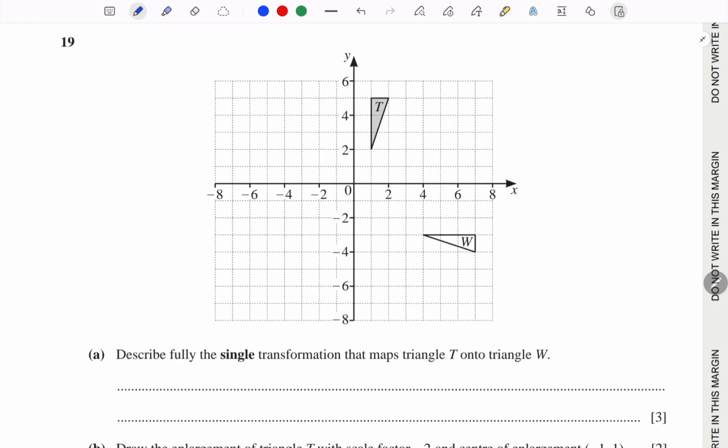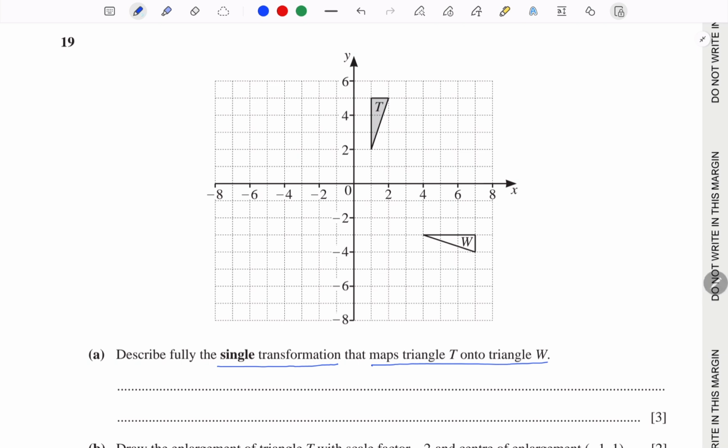Let's solve the next question now. Here we have been given a graph, and you can see there are two triangles, T and W. The first question is, describe fully the single transformation that maps triangle T onto triangle W. So what can we do with triangle T so that it maps completely onto triangle W? That is the question. Let's see how we can do this.